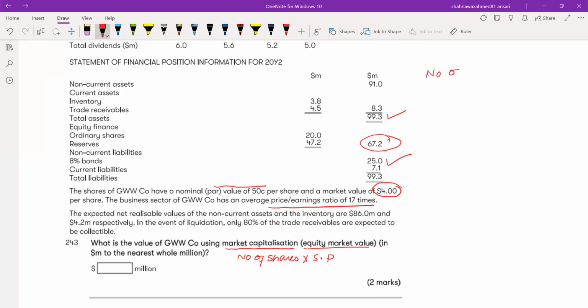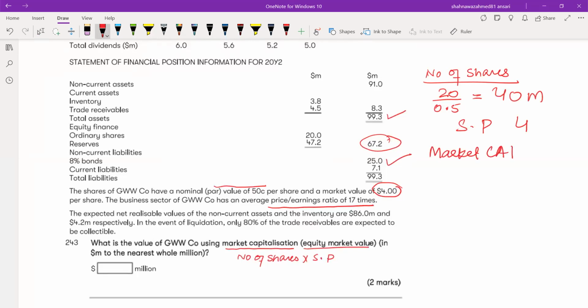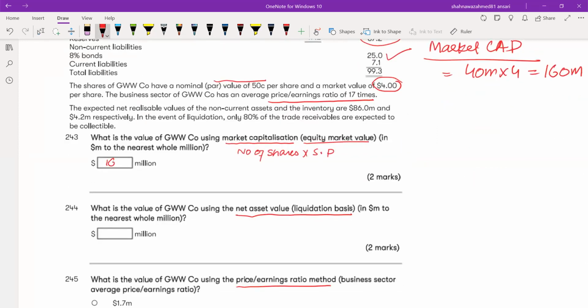Let's find out the number of shares. Equity value, ordinary shares, is 20. Par value is 0.5. So the number of shares is 40 million. Share price is 4. So market cap, which is number of shares multiplied by share price, is 160 million. This is market capitalization.